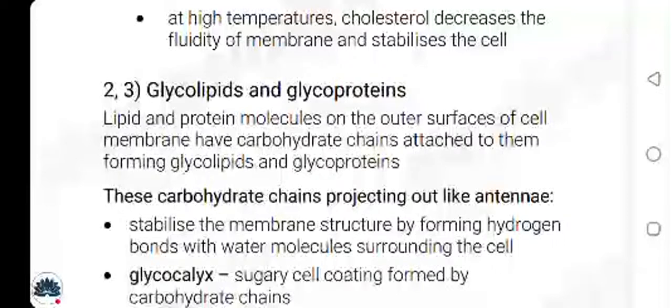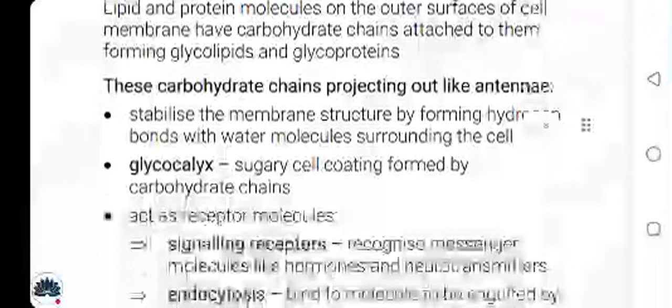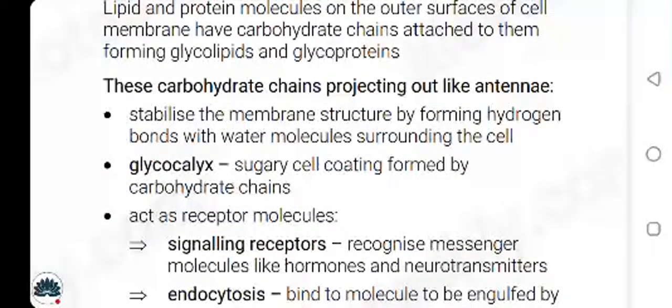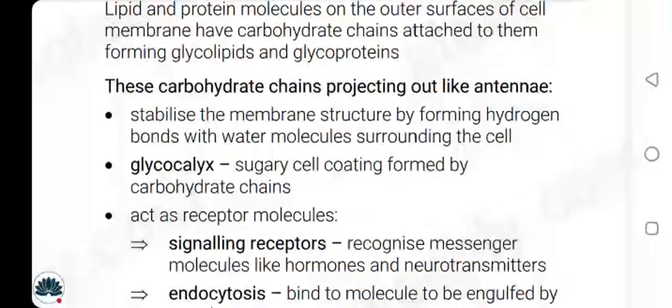As you can see, lipid and protein molecules on the outer surface of the cell membrane have carbohydrate chains attached to them, forming glycoproteins and glycolipids. These carbohydrate chains project out like antennae. I will make you understand from the example of the diagram that they stabilize the membrane structure by forming hydrogen bonds with water molecules surrounding the cell. There's also a glycocalyx, a sugary cell coating formed by carbohydrates.